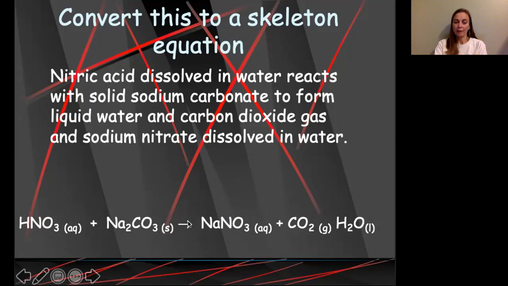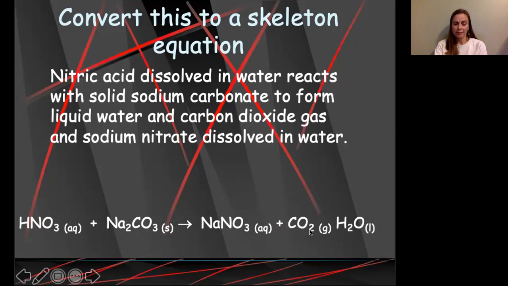Now we add our arrow to say yields, and it says sodium nitrate dissolved in water. So here's my sodium nitrate dissolved in water. Now notice I did not bring this 2 over because I don't need 2 sodiums to go with a nitrate. Sodium is +1, nitrate is -1. So this compound is neutral.